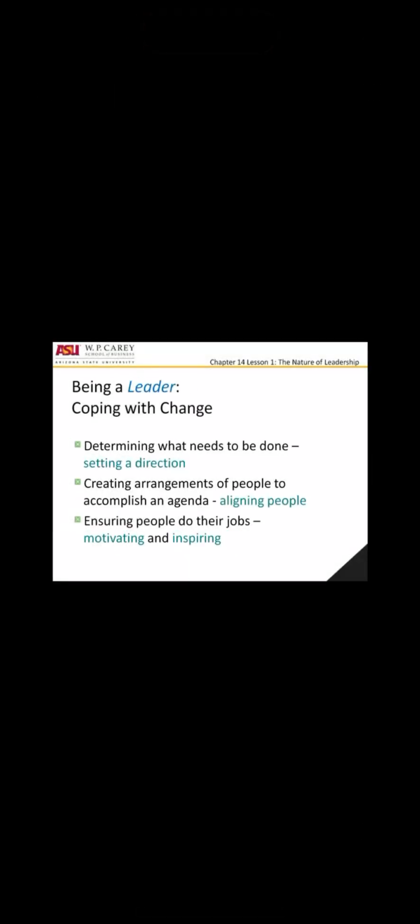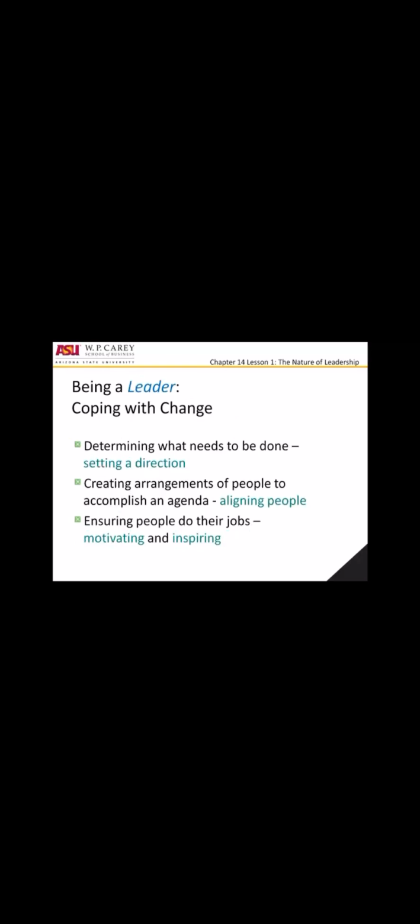We'll look at the same line with leaders coping with change. In determining what needs to be done, we're not planning and budgeting, we're setting a direction. So we're setting a direction where we're going to lead people. We're going to try and get people to voluntarily follow that.